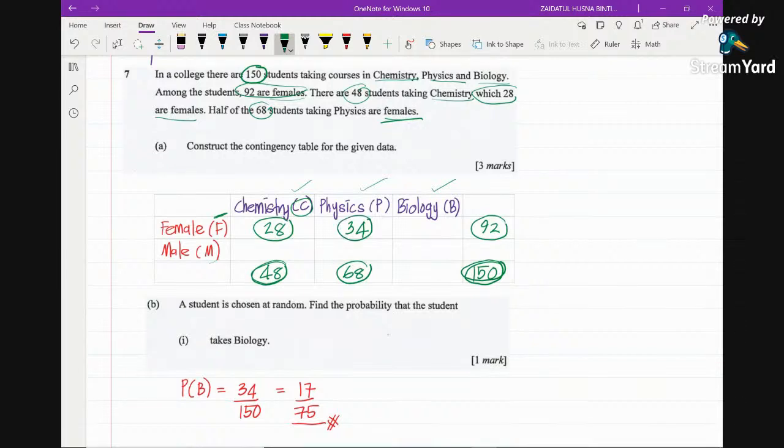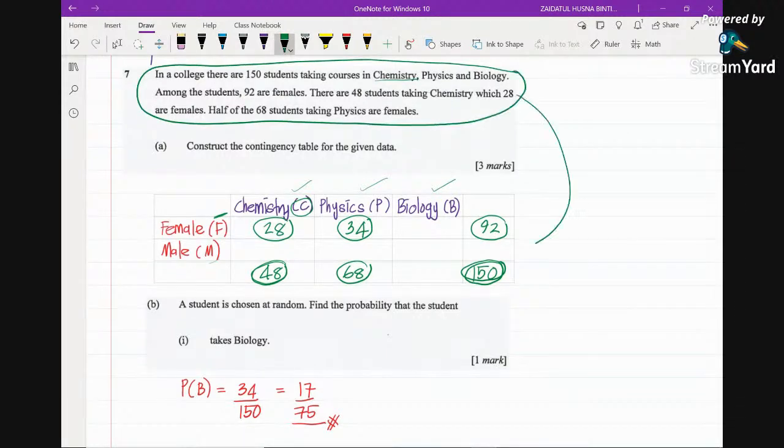Now based on the information here, the first thing that you have to do in the exam, if you come across this question, is to transfer all the information given in the table here. After we are done with the data transfer, it's time to complete the table. So how to complete the table? Now we may insert this. What is the value here? It's 150 minus 48 minus 68. So you will have the value to be 34 here.